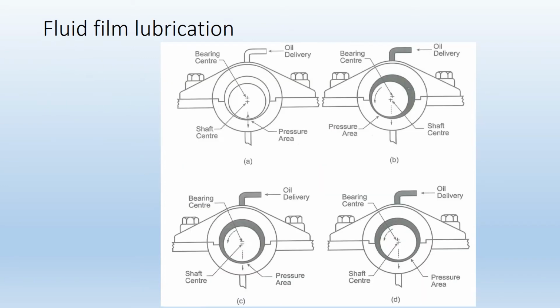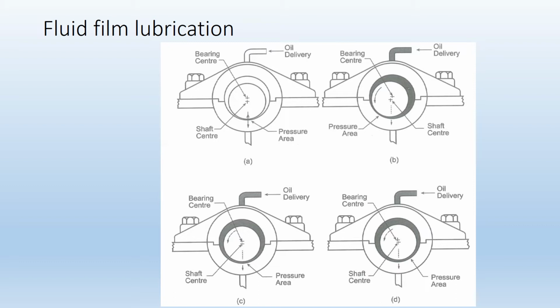In this slide, we're going to look at fluid film lubrication of a journal bearing, and these four diagrams are going to express the stationary, startup, and full running conditions of the bearing. So in diagram A, the shaft is at rest. It's stationary right now, and the shaft is sitting on the bottom of the journal bearing.